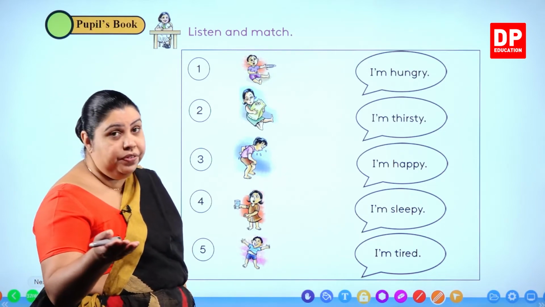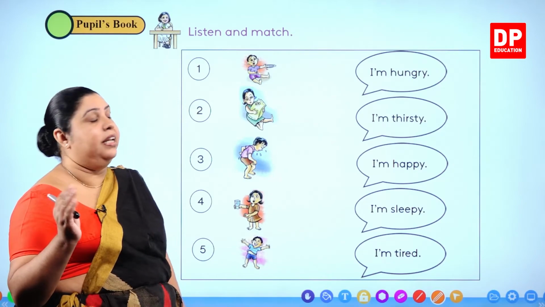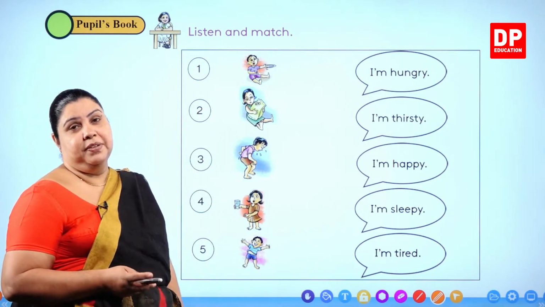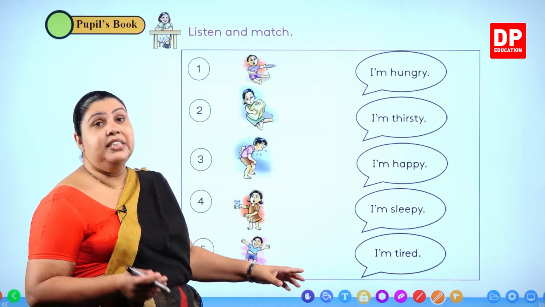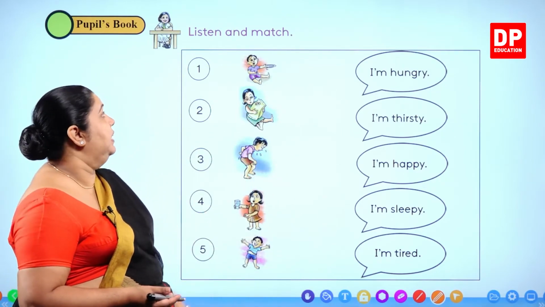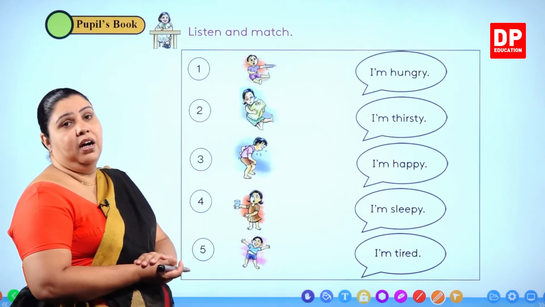Now you have the book with you, so you can open this. This is your first lesson in unit number 10. You have these pictures. So after looking at the pictures, after reading the words, we can actually match them. It says listen and match. Right, now look at the first picture.